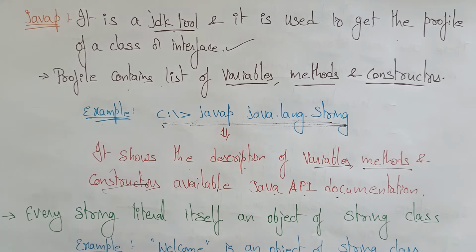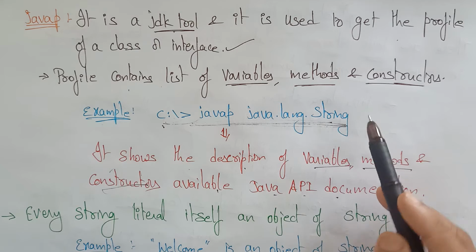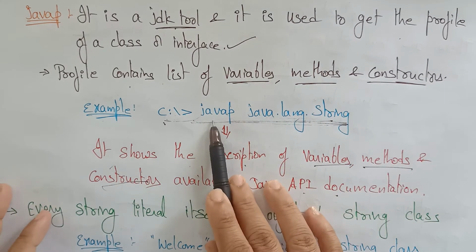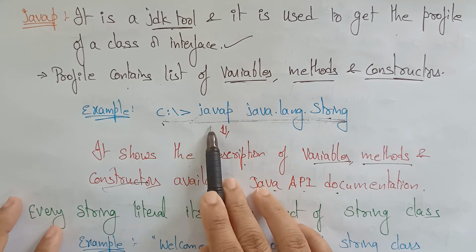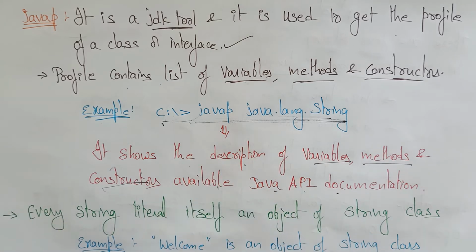So you no need to remember every method and every constructor. If you know the class name, then just give that class by typing javap, which is a JDK tool. In that you can select.